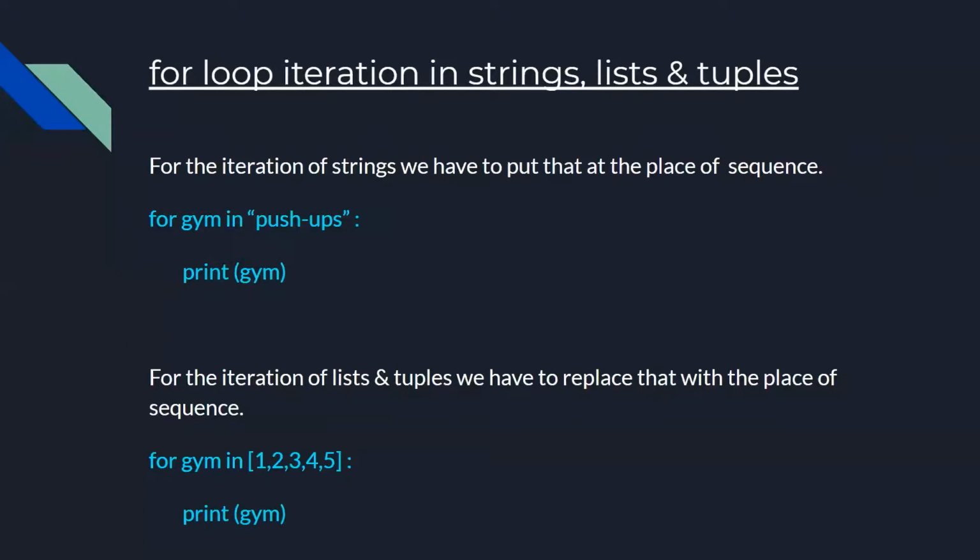So it will basically print the sequence of characters. For the iteration of lists and tuples, we have to replace that in the place of the sequence. For gym in, and we enter the sequence data type, that is the list over here. We write the for keyword and the variable, then the in membership operator, and then the data type, and after the colon we give the statement that has to be printed inside the loop. So that was all about for loop iteration in strings, lists, and tuples. Let's move on.